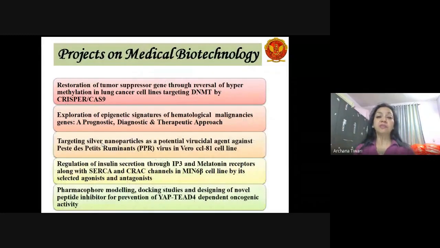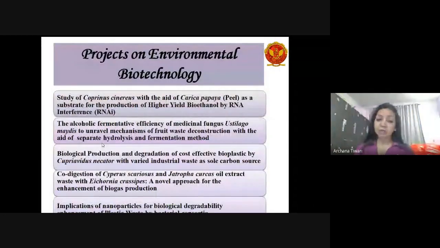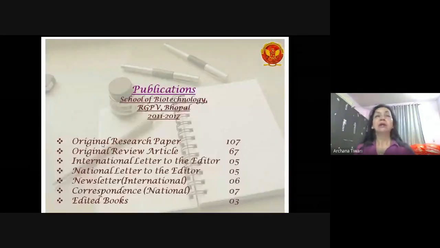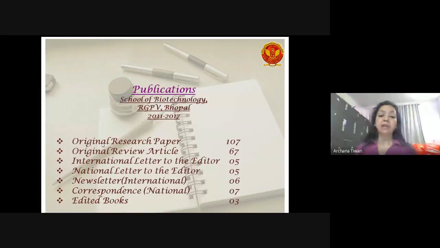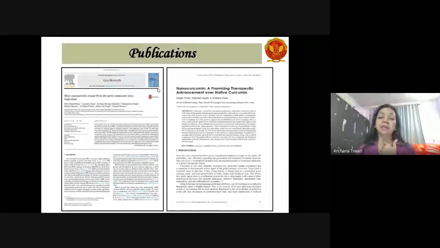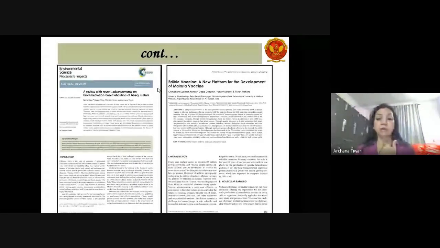Some glimpses of the projects on medical biotechnology, environmental biotechnology, and glimpses of publications, either in the form of research papers, review articles, international letters to the editor, national letters to the editor, newsletters internationally and nationally, or edited books. The School also has publications in refereed journals of this society.